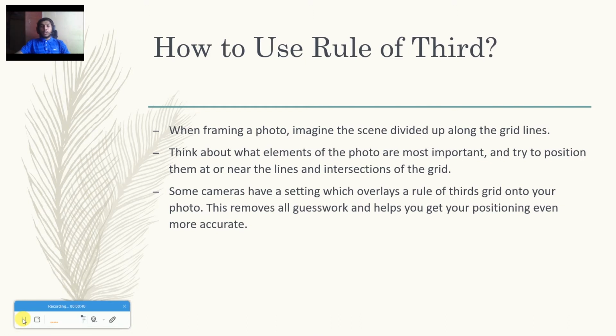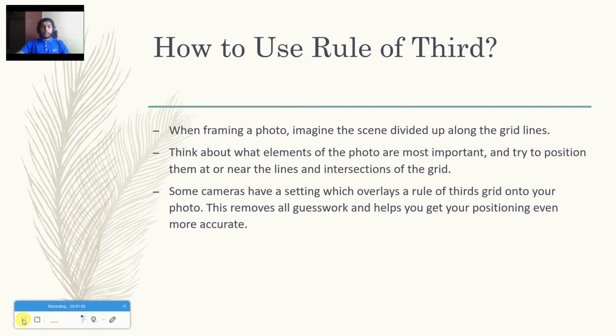As I mentioned before, you have to imagine two horizontal lines and two vertical lines forming four intersection points. When framing a photo, imagine the scene divided up along the grid lines. And then think about what elements of the photo are most important and try to position them at or near the lines and intersections of the grid.